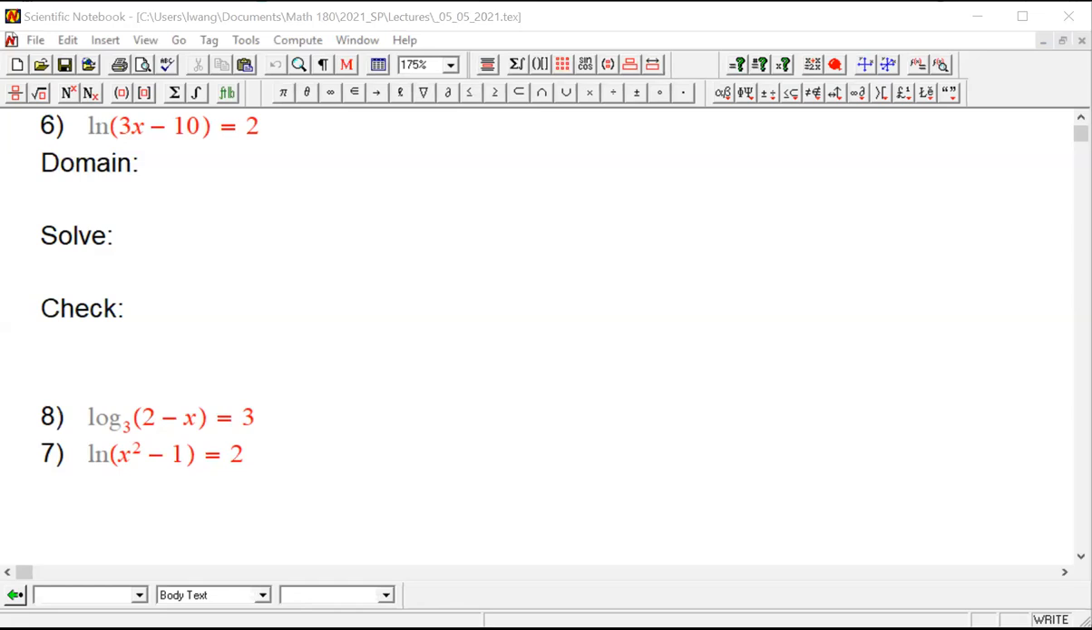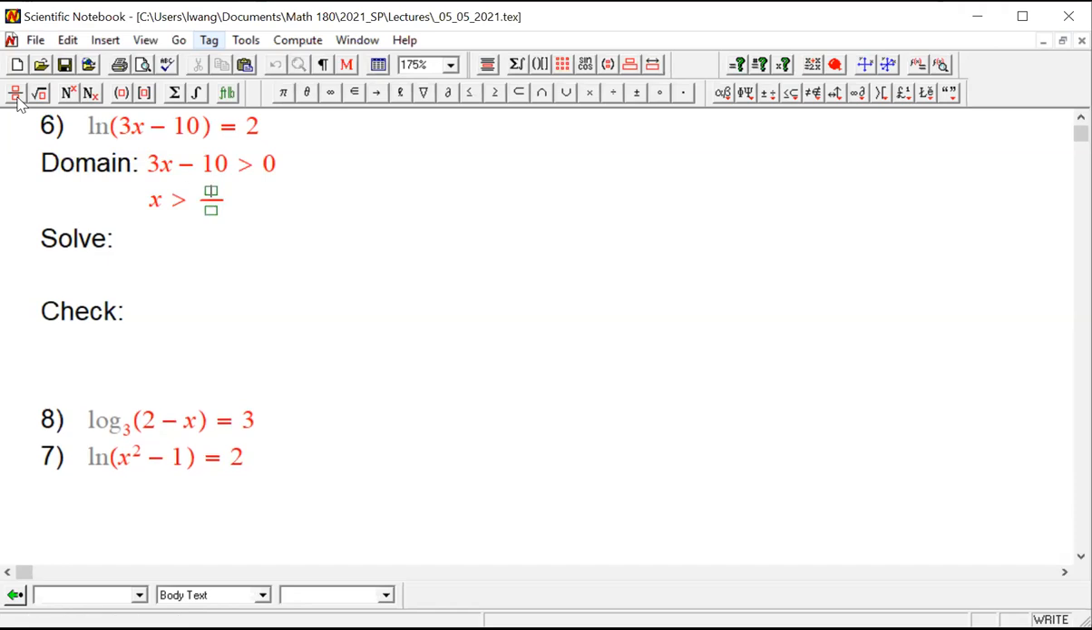For domain, we will have 3x - 10 is larger than 0, right? That's all we need to do. And then solving this inequality, we get x is larger than 10 over 3. Okay, so that's the domain.